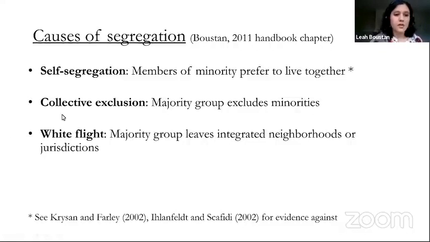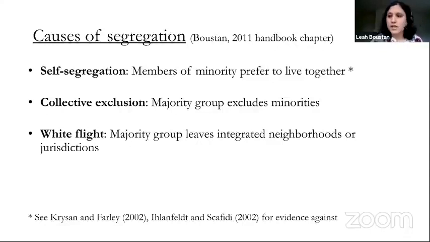Now, that leaves two hypotheses still on the table: collective exclusion and white flight. And so we're going to consider each one of these in turn. The answer is that both of these can be going on, and they can be going on to different degrees at different points in history. So I don't mean to pose these as mutually exclusive possibilities.